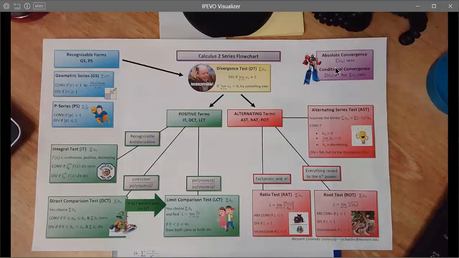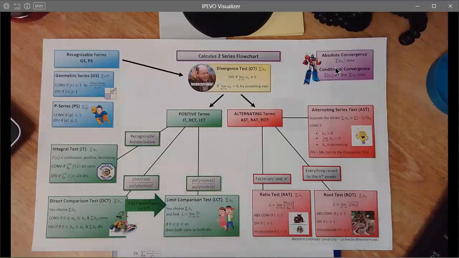All right, let's run through the flowchart one last time. Your first stop is to see if you have a recognizable form. So a geometric series would be a constant raised to the n, or a p-series looks like n raised to a constant. If you don't have either one of those, then you want to try the divergence test, which means you're going to take the limit as n goes to infinity. If that is not equal to 0, then your series diverges and you're done.